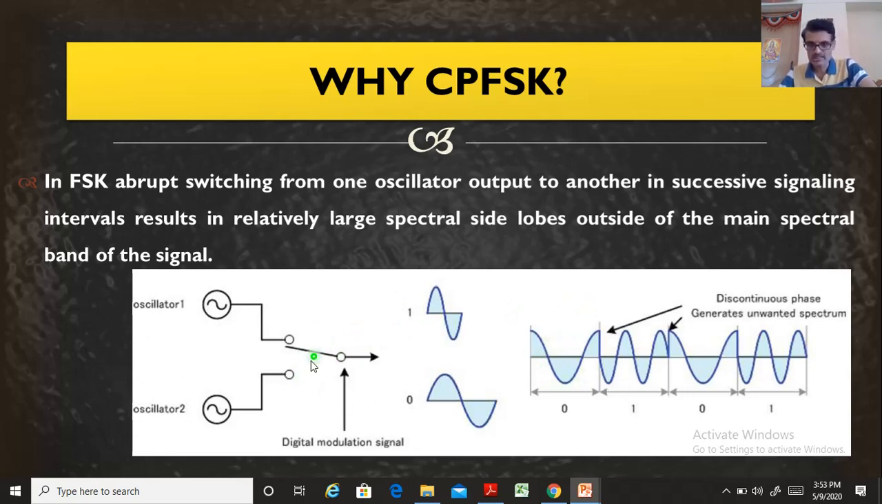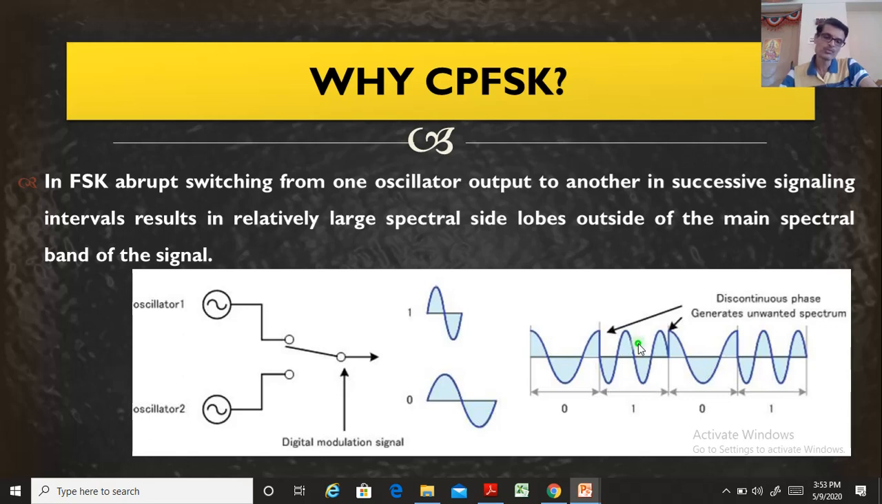That means the switch is connected to this oscillator and this signal is transmitted. When the data is binary 1, say during this particular bit interval, I switch to this oscillator. This oscillator is connected and transmitted. So I get a high frequency carrier. I'm switching between this frequency and this frequency over here.